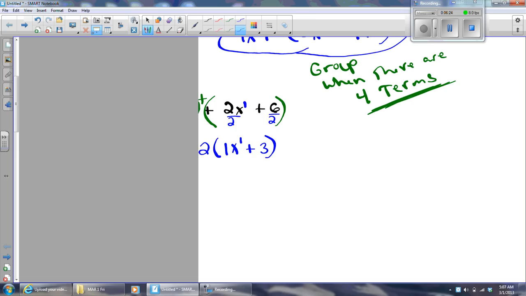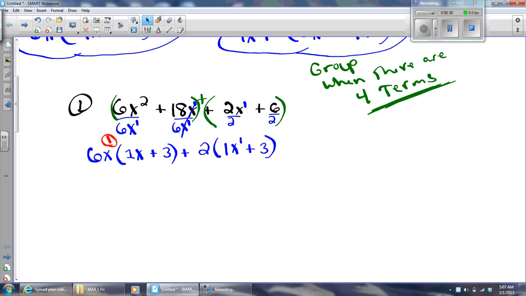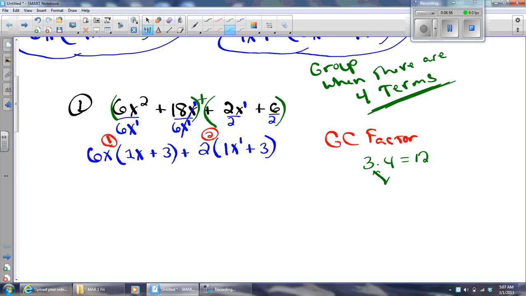Okay, now look at this. Oops, wrong button. There we go. If you look, I GCF'd once over here with the 6x, and then I GCF'd twice over here. Now remember the GCF, the F stands for factor, right? And factors are the parts of a multiplication problem. We should know this. For example, 3 times 4 equals 12. These are the factors, right? So the factors are numbers that are being multiplied together.